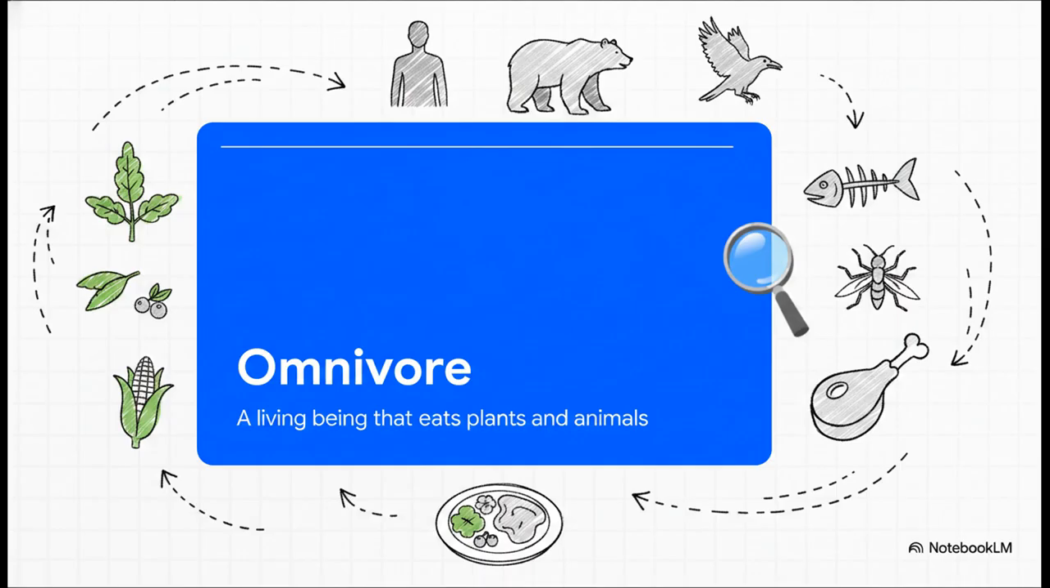Our first foundational concept of survival is the word omnivore. By definition, an omnivore is a living being that eats plants and animals. Think about human beings, bears, or even birds like crows, right? We aren't locked into strictly grazing on grass or exclusively hunting for meat. No, our biological engine is literally built to run on both types of fuel. And this incredible flexibility is a massive survival advantage when you're navigating the utter unpredictability of the natural world.